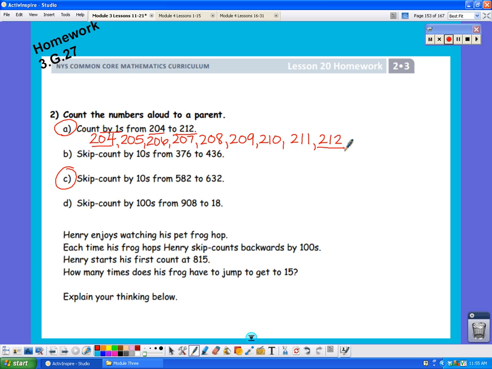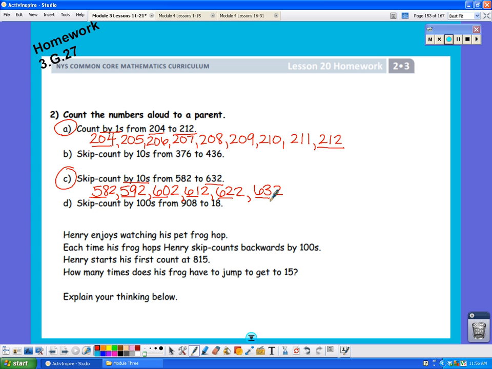Part C, we need to skip count by tens from 582 to 632. Remember, I'm counting by tens. So 10 more than 582 is 592. Then 602. I had 58 tens, 59 tens, 60 tens, 61 tens, 62 tens, 63 tens. If I notice, my number in my ones place is not changing. It will stay the same. Only my numbers of tens will change.